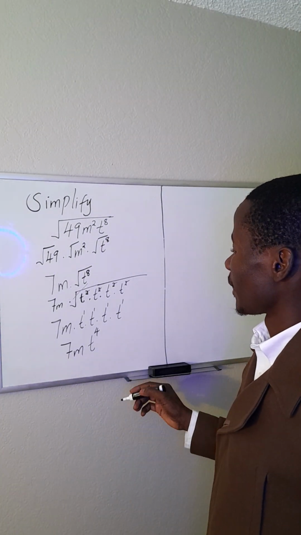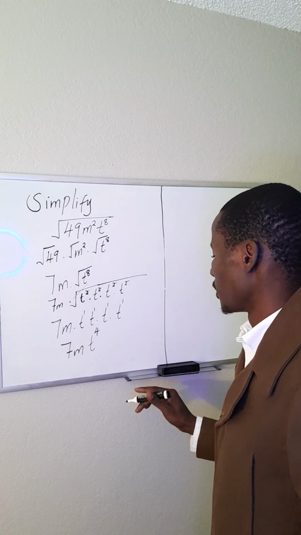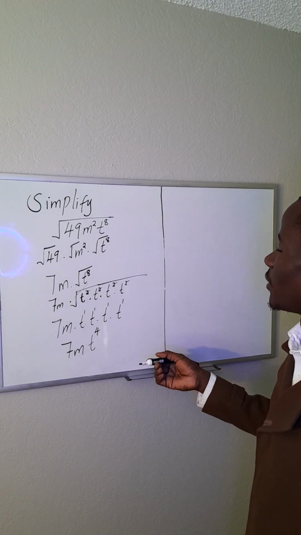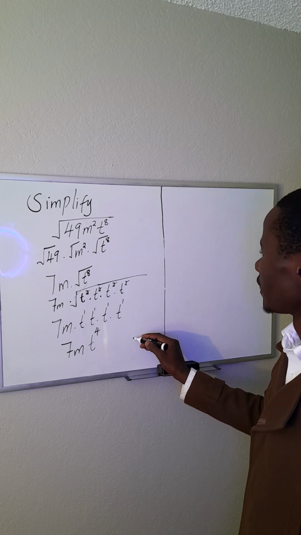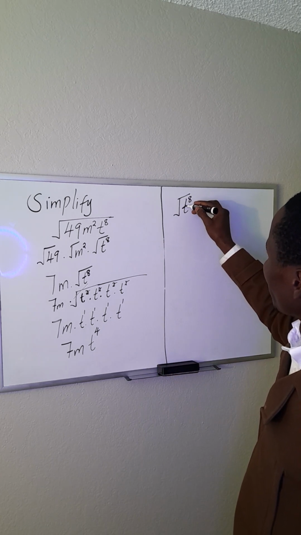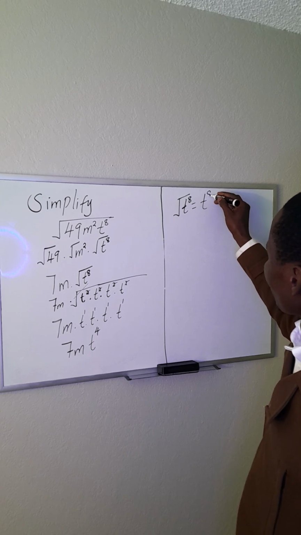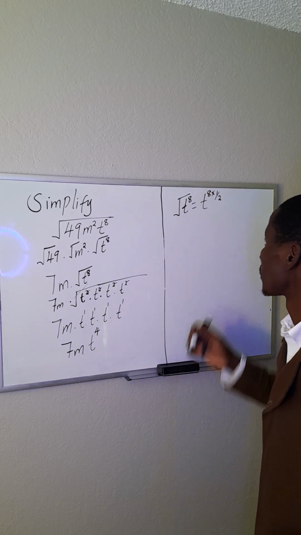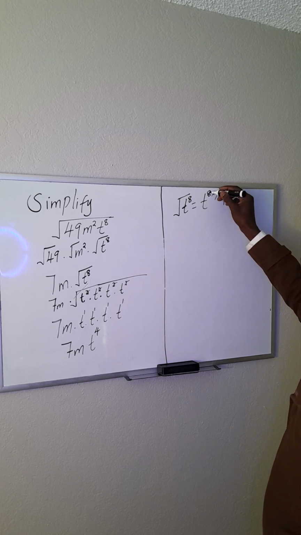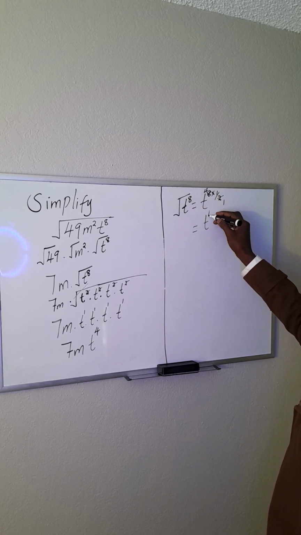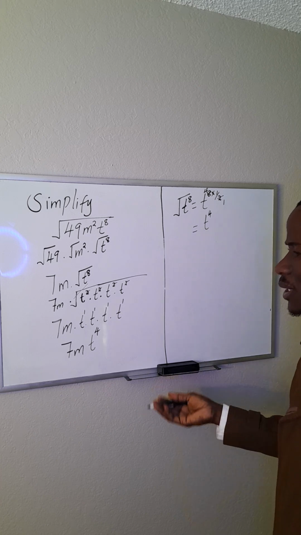Another way, someone might argue and ask, why not just say, instead of going through this, since you are looking for the square root of t raised to the power of 8, this is the same as t raised to the power of 8 multiplied by a half, because I'm getting the square root. Then I'll simply get what? Here 1, here is 4. Therefore, the square root of t raised to the power 8 is the same as t raised to the power 4, which is still the same.